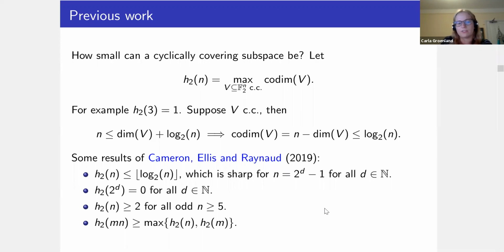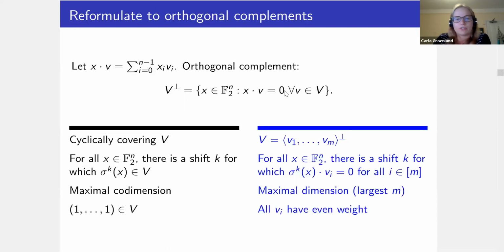They use quite different techniques than we do in our paper. In fact, what we do is that we first reformulate the problem to look at the orthogonal complement. So here we were looking at maximizing the codimension, but when we move to the orthogonal complement, we can actually talk about maximizing the dimension of the orthogonal complement instead. So to some extent, that's a bit more natural.